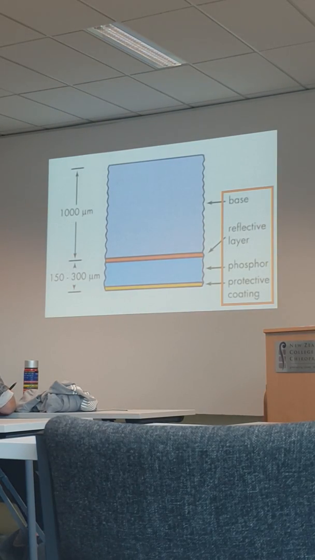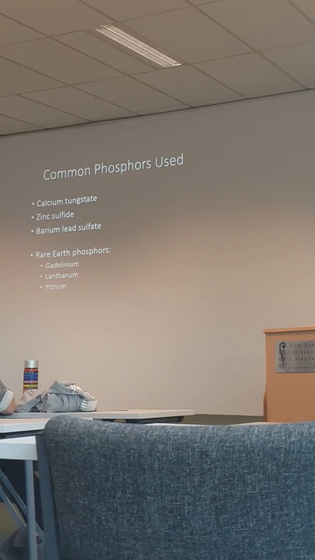So this is what that looks like. We've got the base here, which is just made out of a solid material just to hold it in place. You've then got a reflective layer. You've got the phosphor, so this is what actually lights up when it interacts with the X-rays, and then you've got the protective coating on top so that you don't damage it with your nails or scratch it in the cassette or anything.